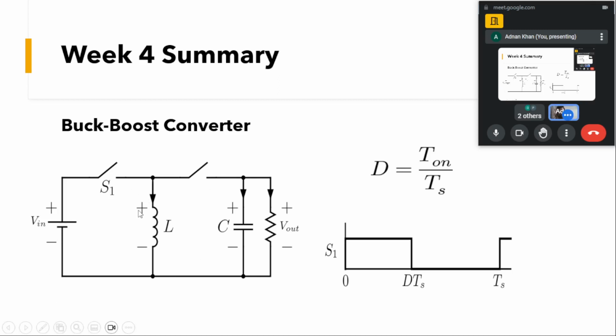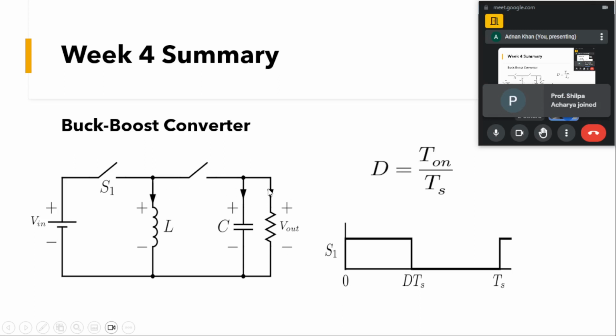So this is the topology of a buck boost converter, where we have a V input, we have an output, and we have two switches. S1 is a controllable switch, and the other switch can be either controllable or uncontrolled, and we have an inductor. Firstly, we'll be assigning the polarity to the input, inductor, capacitor, and the output. For the output, if the top is at higher potential, it is positive and the bottom is negative.